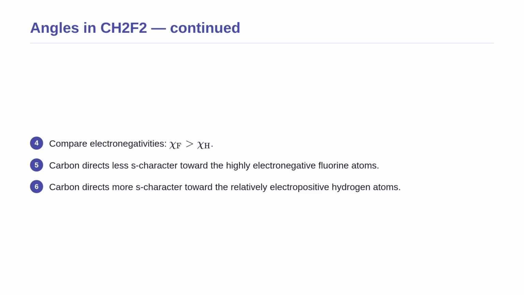Continuing with our analysis, we start by comparing the electronegativities of the attached atoms. Fluorine is highly electronegative, while hydrogen is relatively electropositive compared to carbon. According to Bend's rule, the central carbon atom will not distribute its S character equally. Instead, it will direct less S character, meaning more P character, toward the greedy fluorine atoms. Consequently, it will direct the leftover, higher S character toward the hydrogen atoms. This unequal distribution is the key to understanding how the bond angles will shift from their ideal values.